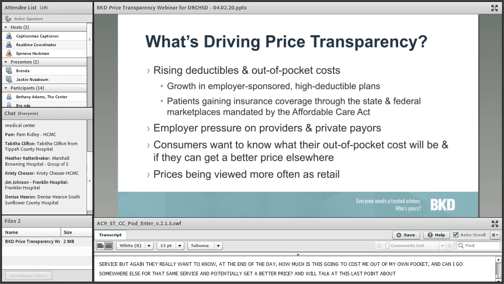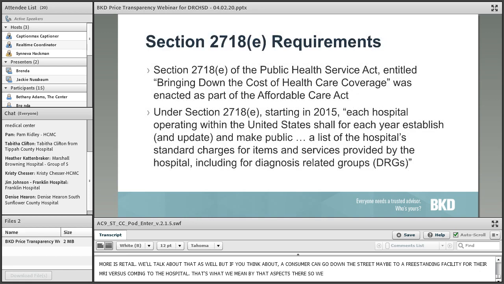And the last point is about prices being viewed a little more as retail. We'll talk about that as well. If you think about it, a consumer can go down the street to a freestanding facility for their MRI versus coming to the hospital. That's what we mean by that aspect. We'll get into that a little bit more.